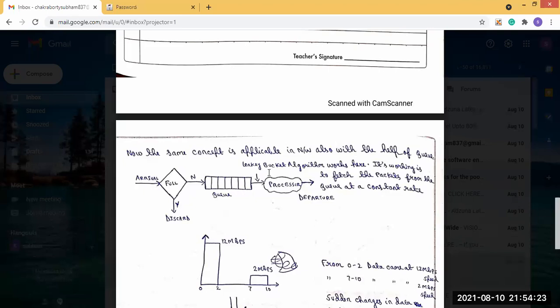After that, the leaky bucket algorithm works here. The leaky bucket algorithm will fetch the packets from the queue at a constant rate, and the processor processes it, and it will be departed. Okay, so this is the concept.